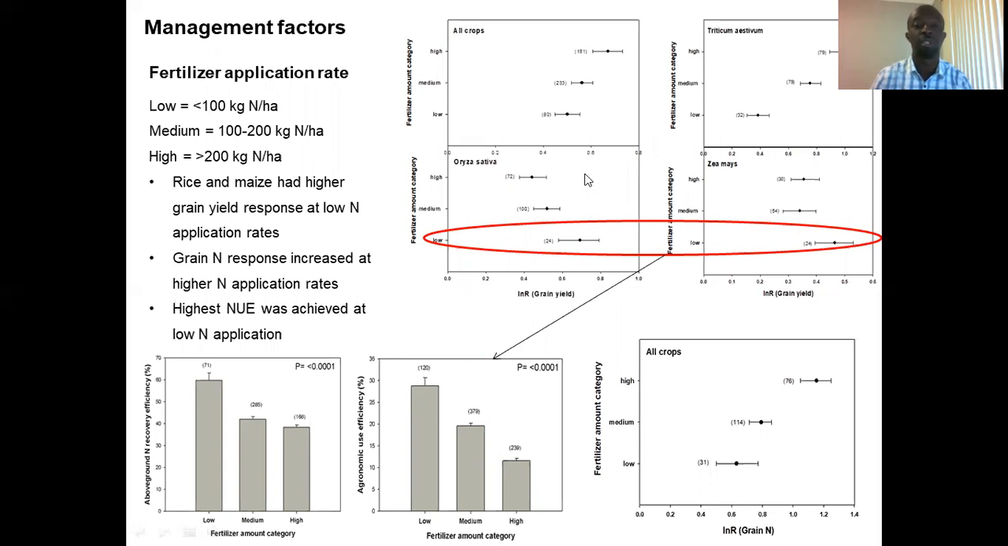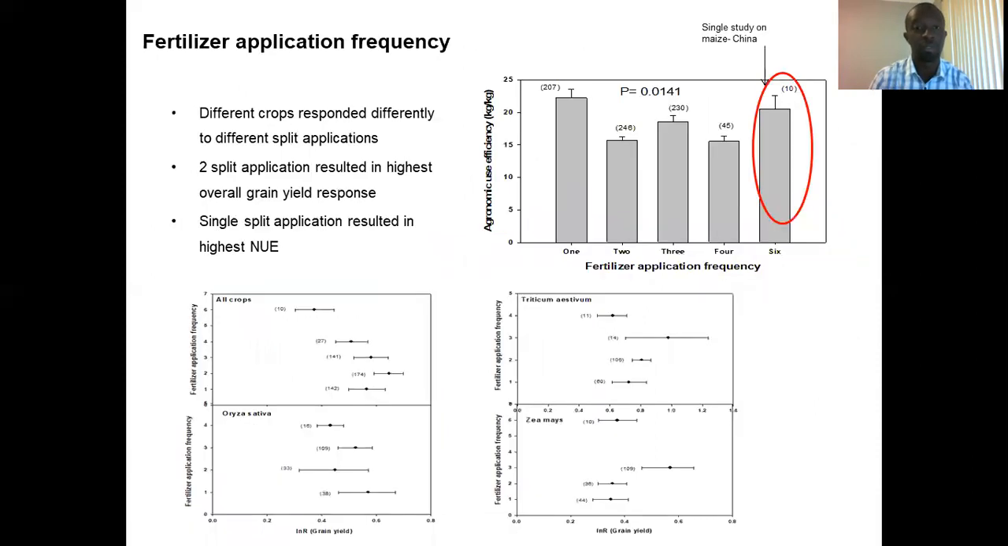And starting with the rate, there was also a high grain yield response at low nitrogen for rice and maize. And this was at fertilizer applications below 100 kilograms nitrogen per hectare. Also, this was translated for nitrogen use efficiency values tested through above ground recovery efficiency and agronomic use efficiency, where low applications had the highest nitrogen application values.